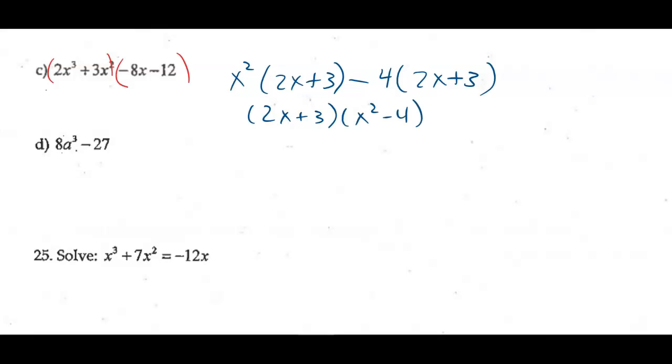But you got to make sure you're factored completely. This is good. This is not. This can get factored further. Keep the 2x plus 3. This is x minus 2, x plus 2. Now we're done. You need to factor till you can factor no longer.